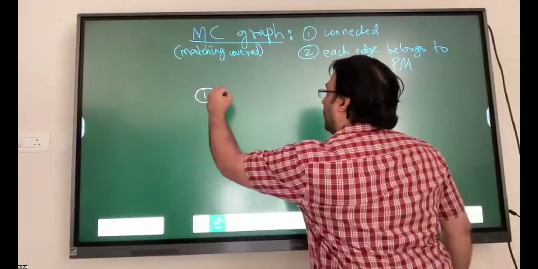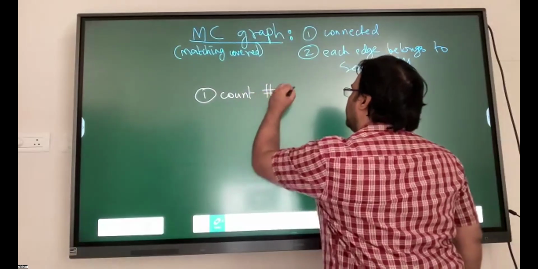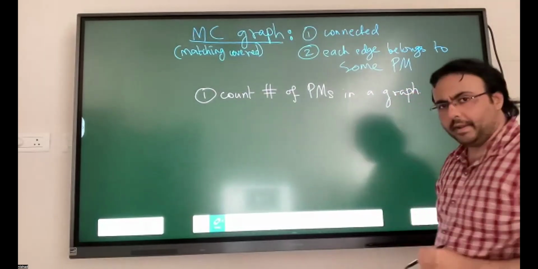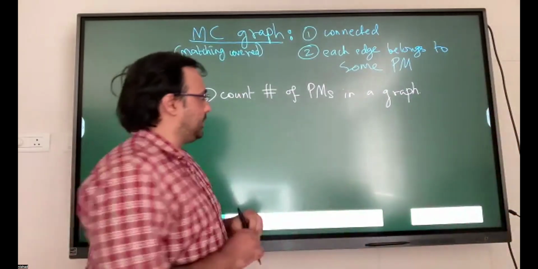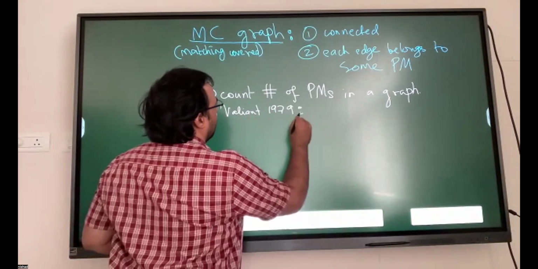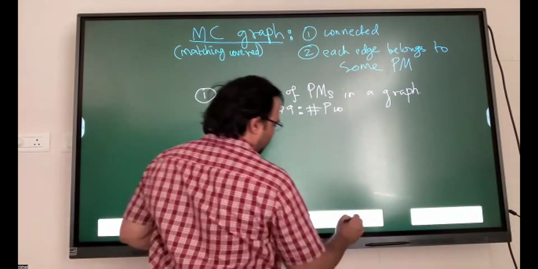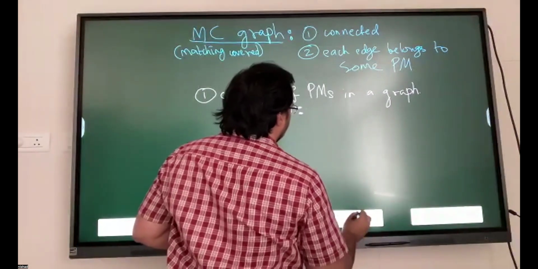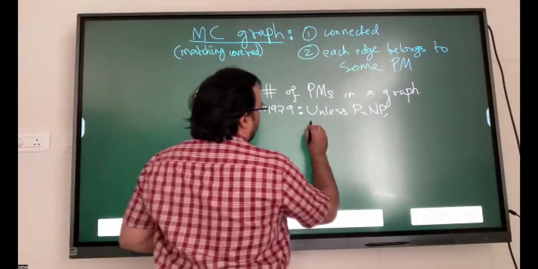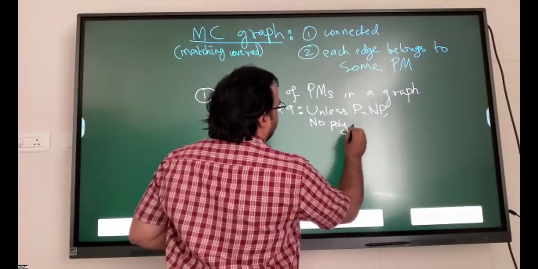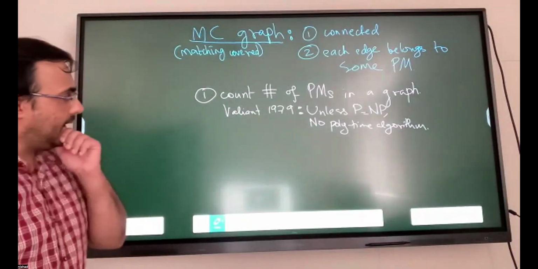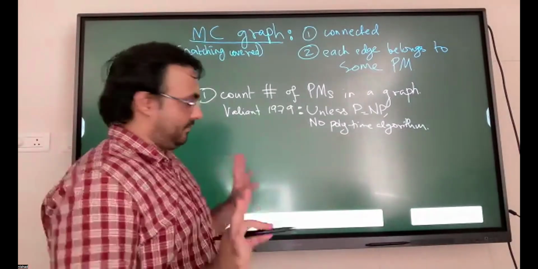Supposing you want to count the number of perfect matchings in a graph. Many of you may know that this is actually a very difficult problem. This is #P-complete. This was shown by Valiant, 1979. It is a #P-complete problem, which essentially means that unless P equals NP, there is no polytime algorithm. Okay. But let's suppose you want to count the number of perfect matchings in a graph, right?